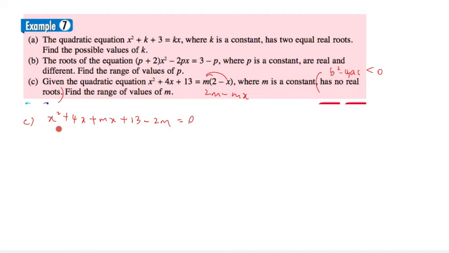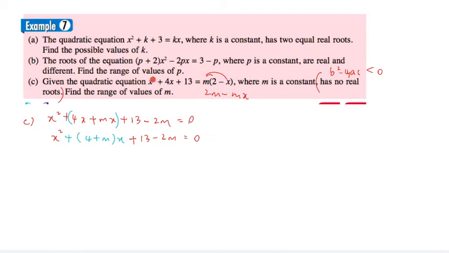Now I rearrange. You see, x squared is a. These both also have x, so now I factorize the x. Inside, 4 plus m, multiply x. And then the C, just copy: 13 minus 2m. Although it is m, it's not x, so it's still a constant. Don't confuse the m and the x.